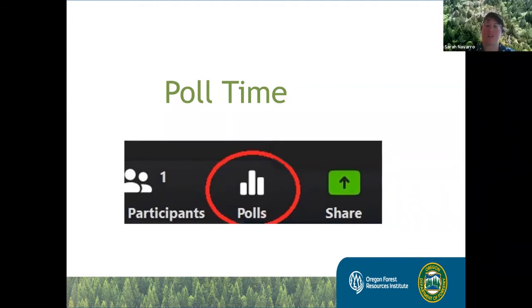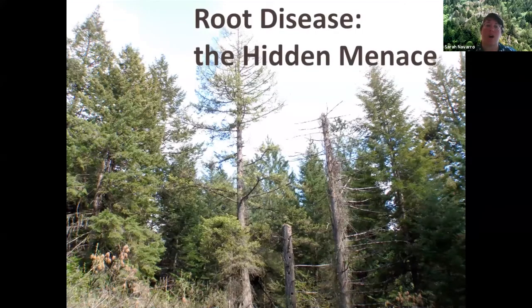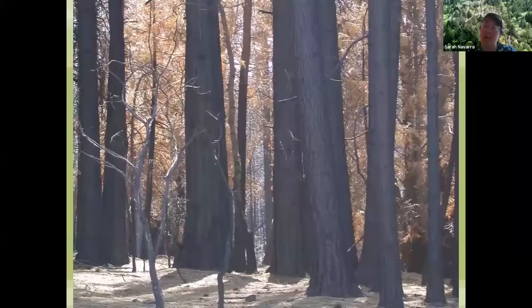As we mentioned earlier, this presentation is really focused on identification of important root and butt rots in Oregon, and then also the management of them. So what you can do to manage these diseases on your ownership, on the landscape as well. And so pathologists, we really categorize root diseases as the hidden menace. And why do we call it that?